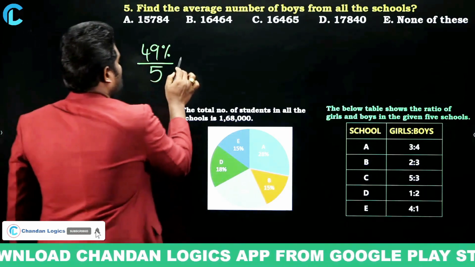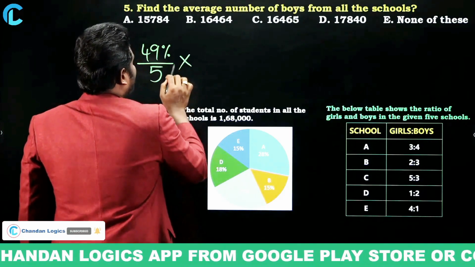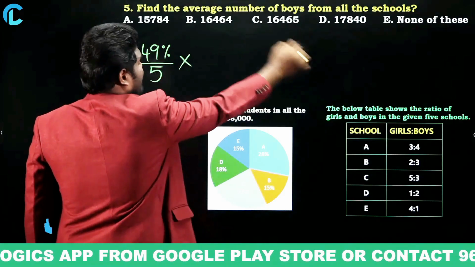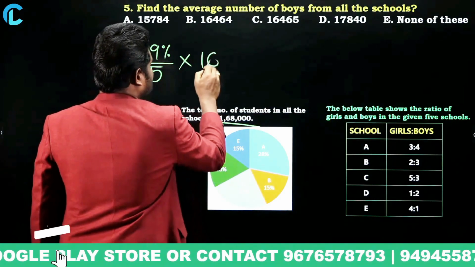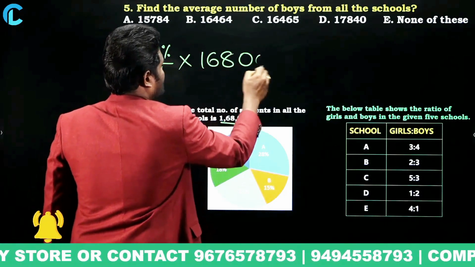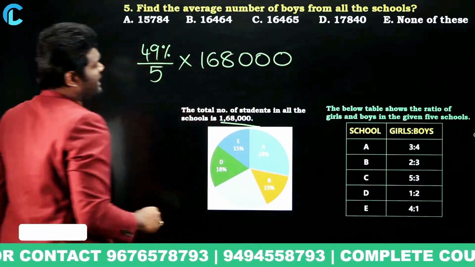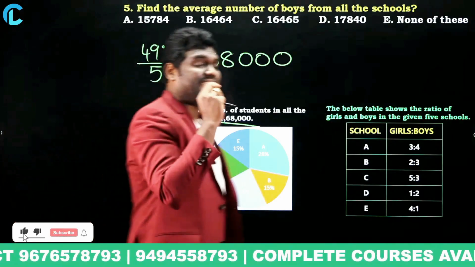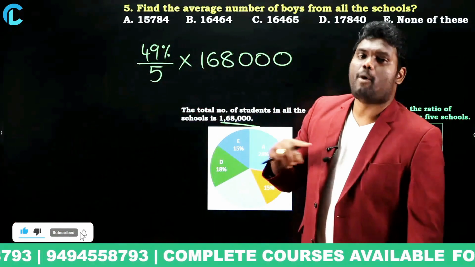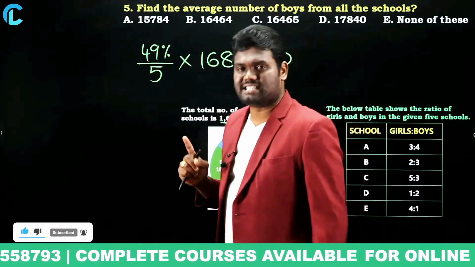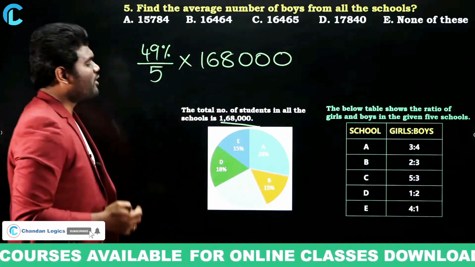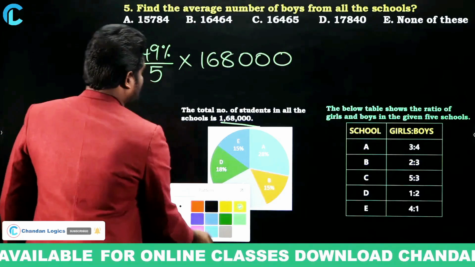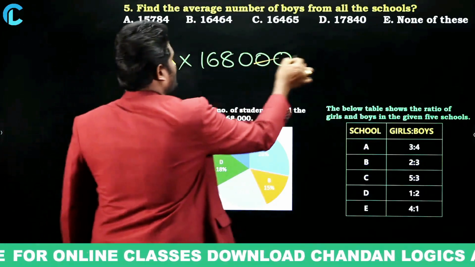So 49% of 5 into total. Total is how much? Total is 1,68,000. Yes or no? As the question is saying average of boys altogether is 49%, as it is saying average, so divided by 5 into total number of students in schools. Okay, now just simplify. Percentage 00 gets cancelled.